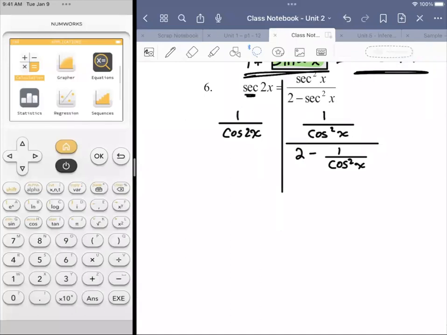Now, my lousy handwriting aside, you have to remember that cosine 2x and cosine squared x are not the same thing. All right. So you've got to be a little bit more precise with how you write things, like I'm trying to do. It's probably not the worst idea in the world.